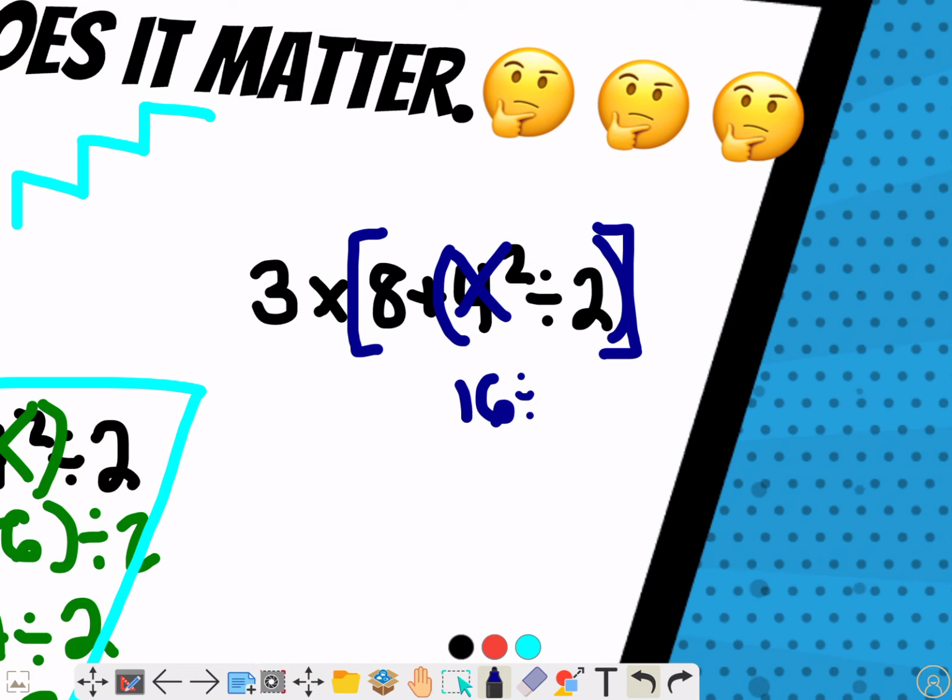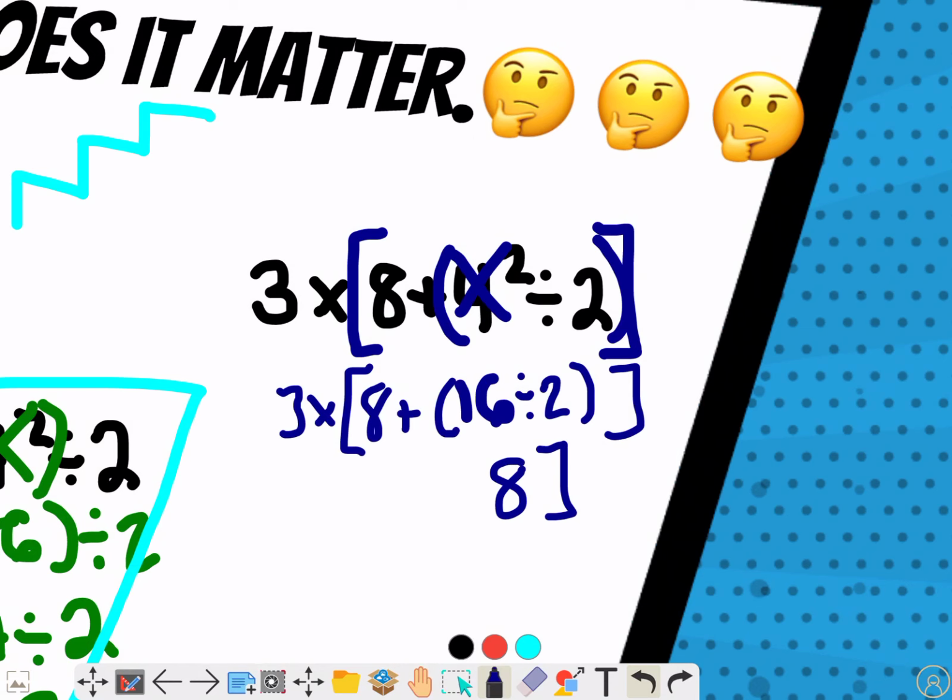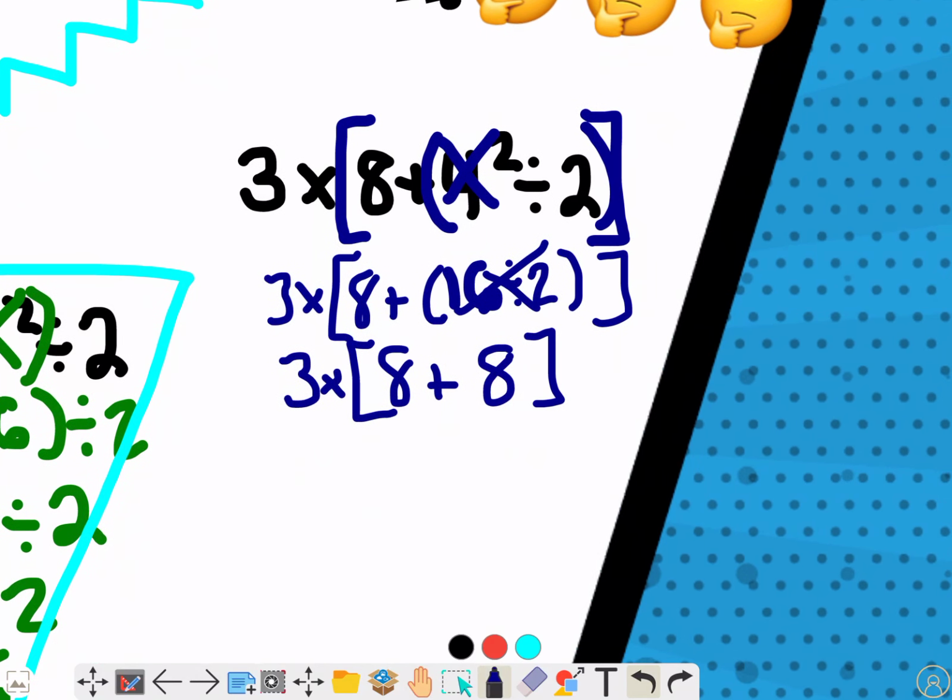And I bring everything else down. Still not done with that, not done with the 8 plus, and not done with the 3 times. I'm still in my bracket, I'm still in my parentheses. 16 divided by 2 is 8. I'm done with my parentheses now. Bring down everything I haven't used. Now I'm in my brackets. 8 plus 8 is 16. Done with that now. Bring down this, and then what is 3 times 16?